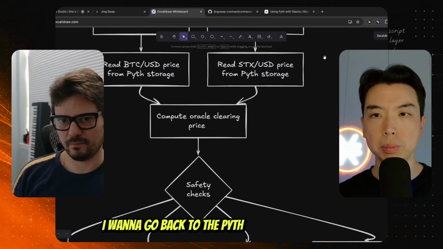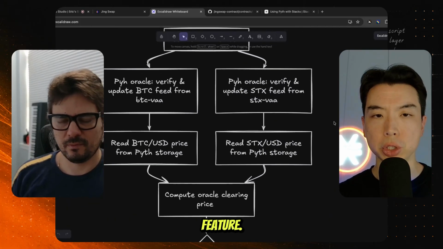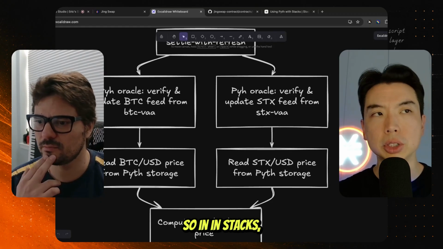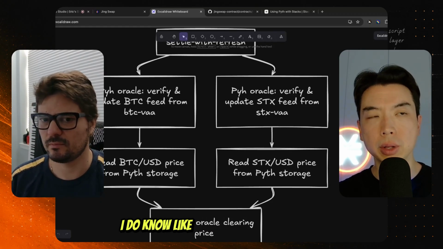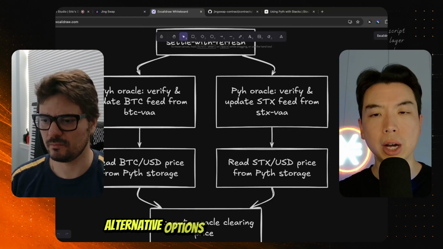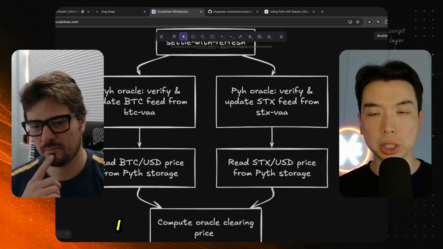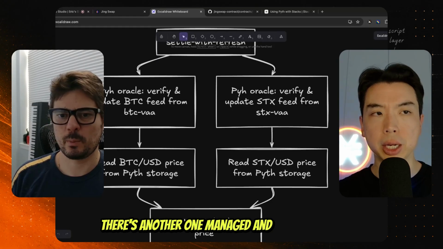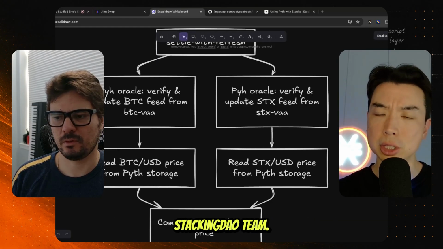I want to go back to the Pyth integration design feature. Why did you choose Pyth over other Oracle solutions? So in Stacks, I do know there might be two other alternative options for getting Oracle prices. I think the other one is from Dia, and then there's another one managed and hosted by the Stacks DAO team. So why Pyth?